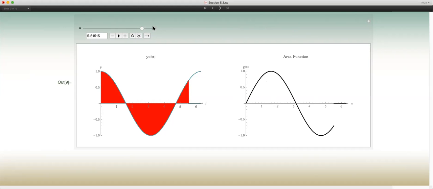Okay, I'm just going to finish this by dragging the slider all the way over to the end, and ask one more question. Where the area function is now equal to 0, what does that mean about the picture on the left? Well, it means that the total area of the regions that are above and below the axes must be equal because they've canceled, giving a total of 0.